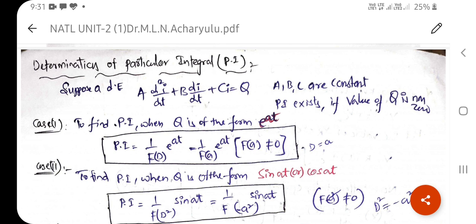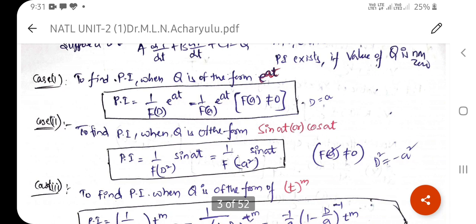So this is case 1. If you come to case 2, to find the particular integration when q is in another form, either a sin at or a cos at, then the particular integration is 1 by f of D square into sin at, which is equal to 1 by f of minus a square into sin at. This is the condition where D square is equal to minus a square.